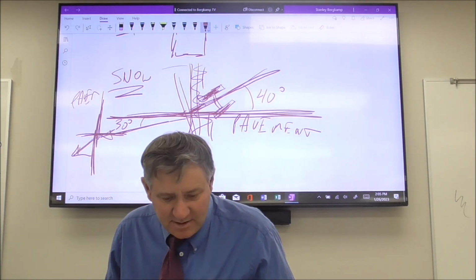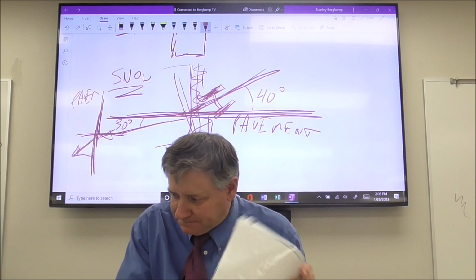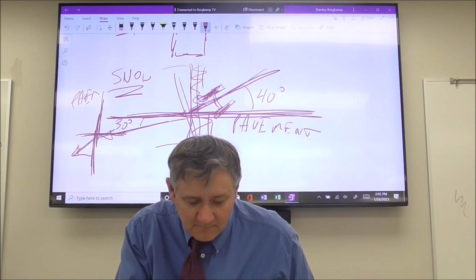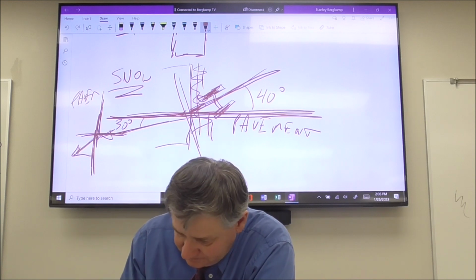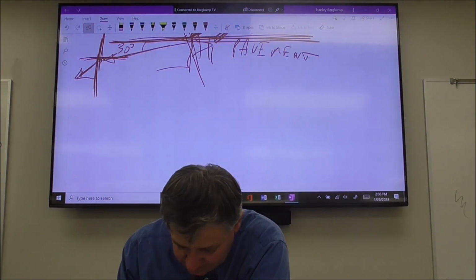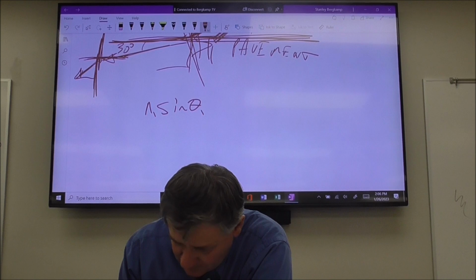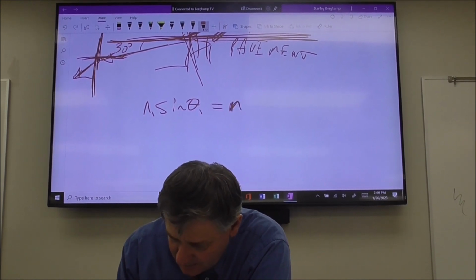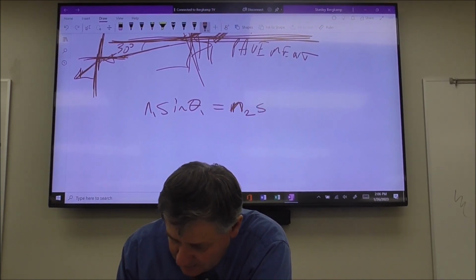Okay, so here's the math so far. There's math. Just a little bit. Math and physics. N1 sine theta 1 equals N2 sine theta 2.